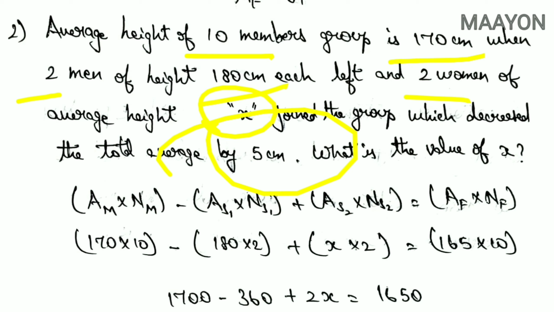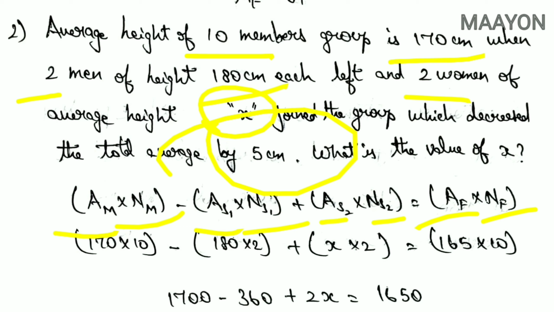Okay, now let's frame the equation. Average of main group into number of terms of main group, minus average of subgroup 1 into number of terms of subgroup 1, plus average of subgroup 2 into number of terms of subgroup 2, equals average of final group into number of terms in the final group.